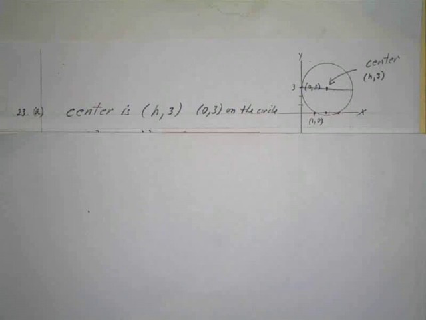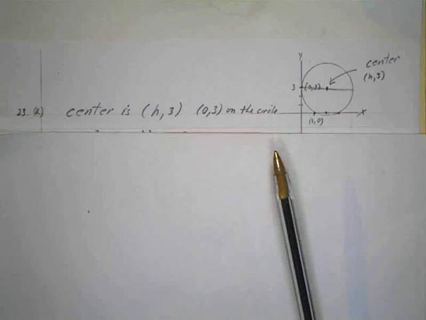Okay, this is number 23. This is a tricky one, again from Are You Ready for Calculus? And they tell us that a circle is tangent to the y-axis.